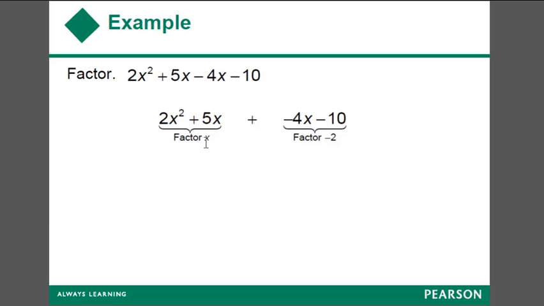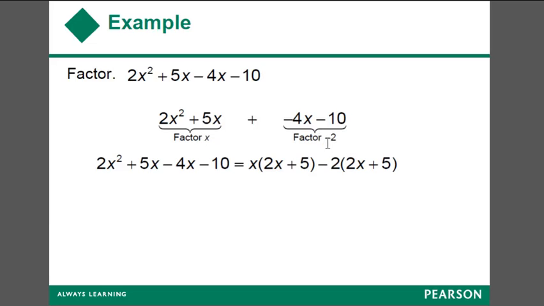When I do so, I will be left with x times 2x plus 5, and I'll have negative 2 times 2x plus 5, because remember, whenever I divide by a negative, it changes all my signs. The reason why I wanted to do this is so that my parentheses would look exactly the same, 2x plus 5. I can now factor out my set of parentheses and be left with 2x plus 5 times x minus 2.